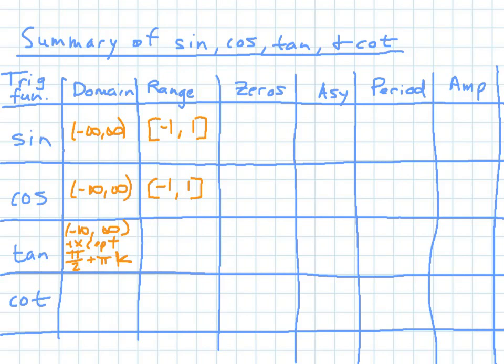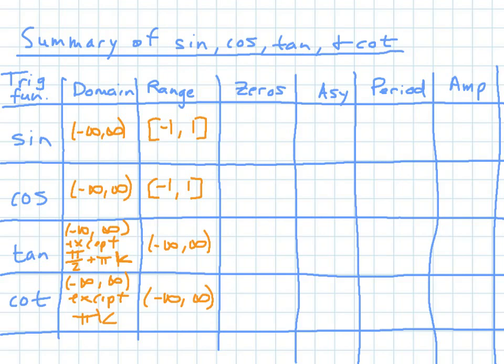Okay, cotangent's kind of the same way, except you start at 0. That's the first one. So we could say 0 plus pi k, or, for easy sake, that's the same thing as just saying pi times k. So k is any integer that you could plug in and send you straight to an asymptote for cotangent. Okay? Now the ranges for those are all reals. You can get whatever value you want for either one. So we put negative infinity to infinity there.